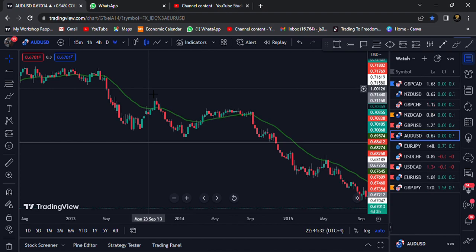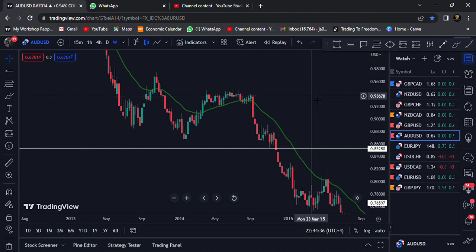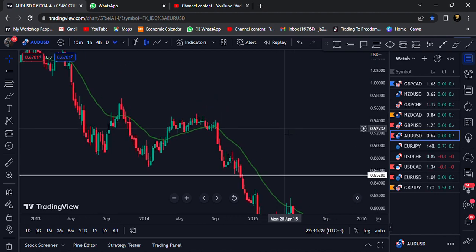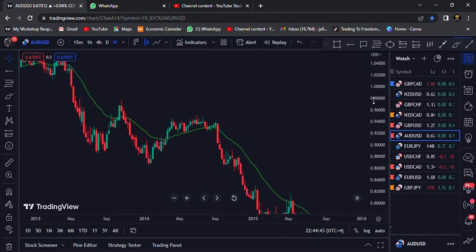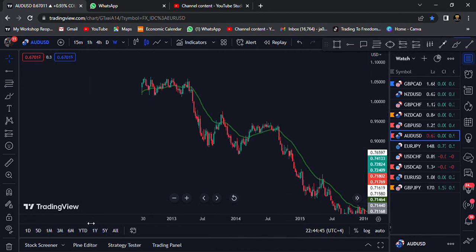Again, once more, every day we do the same thing. We practice, we backtest. Today is AUD USD. So before we start, we clear our previous analysis.